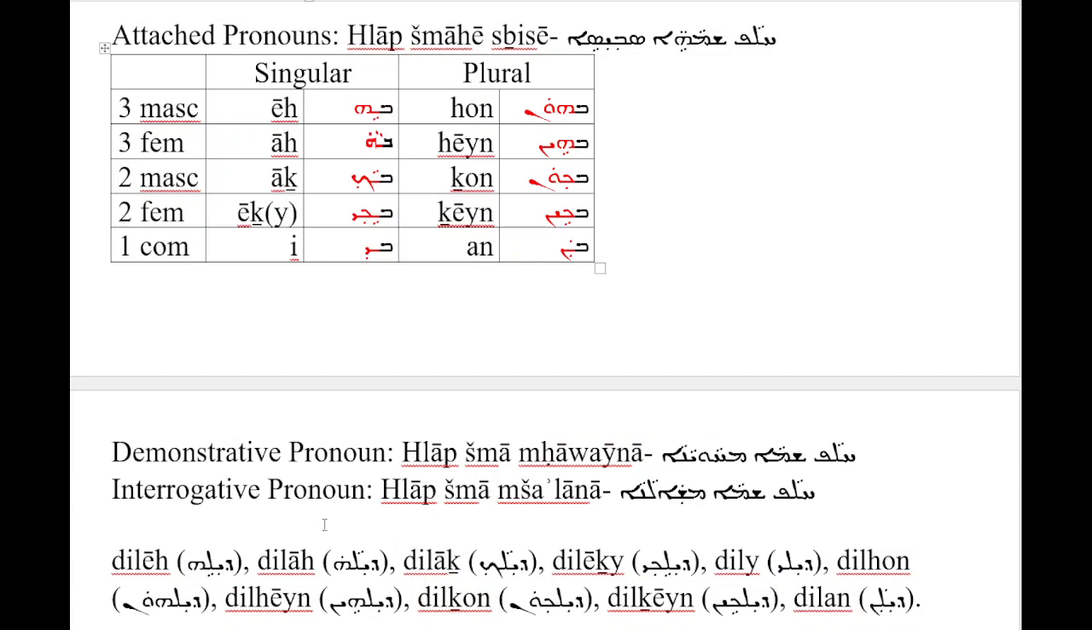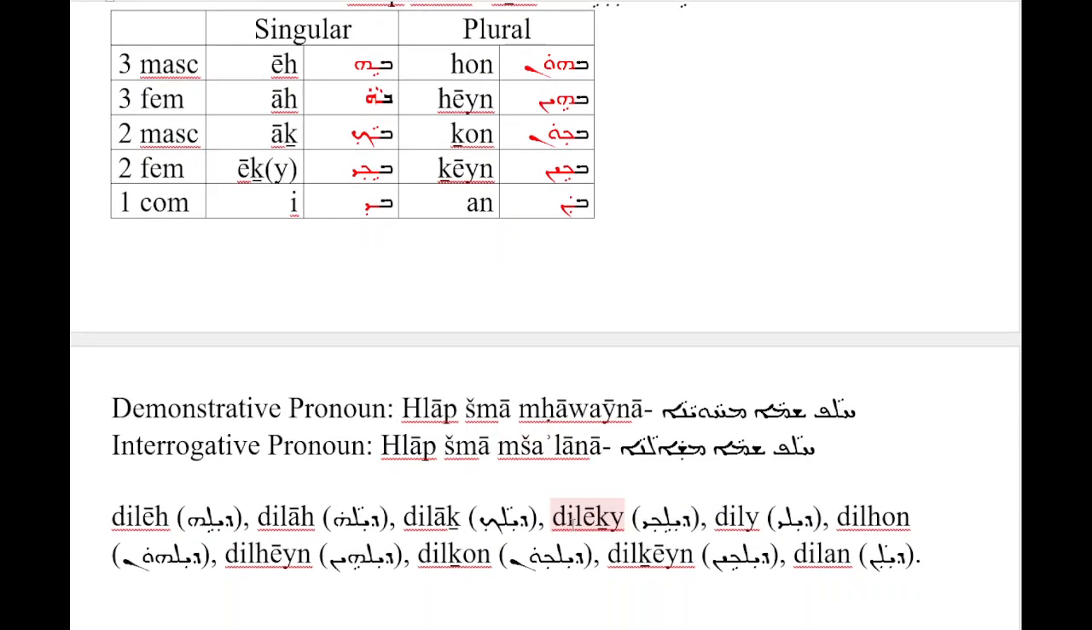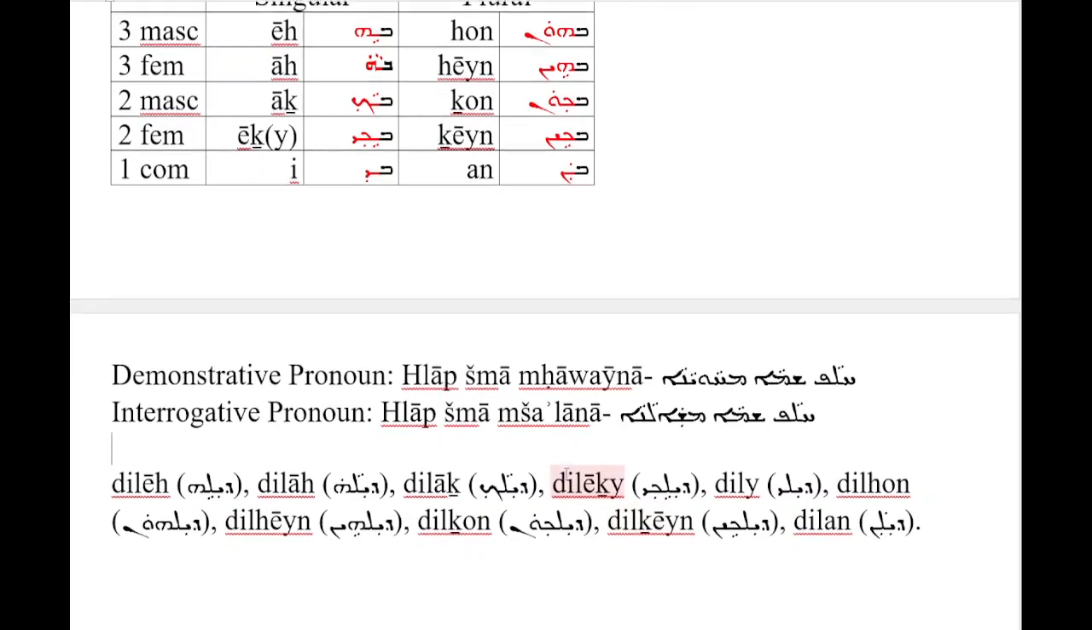Dilach, hers, dila, sorry, this one goes left to right, dile, his, dila, hers, dilach, yours, dilich, and this is a silent yud. It's just a visual reminder that it's female gender. Dil, mine, dilhon, theirs, dilhen, feminine, theirs, dilchen, theirs, dilan, ours.